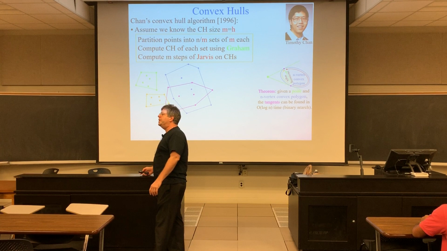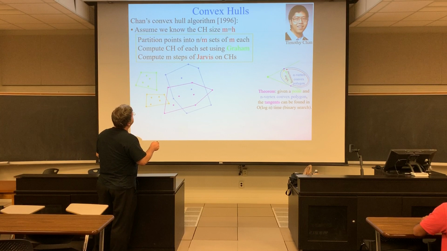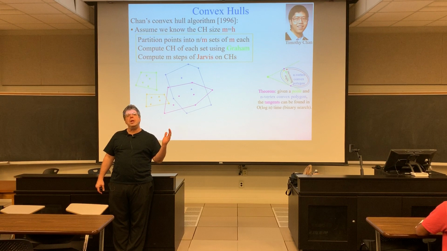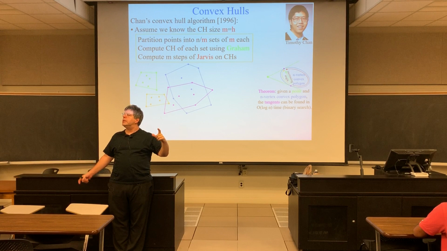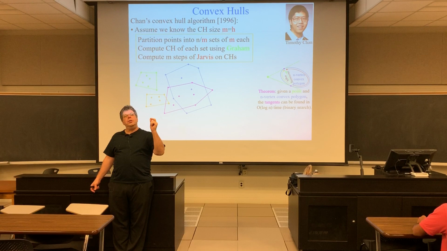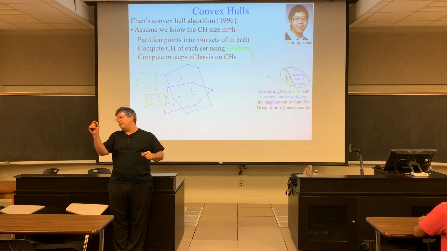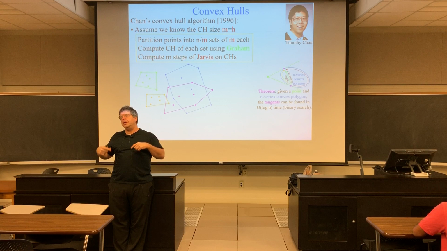Next, you're going to compute Jarvis's march, but instead of on points, you compute Jarvis's march on polygons, on these convex polygons, which are the convex hulls of these subsets. So we're generalizing Jarvis's march, the gift wrapping method, to wrap, instead of points, larger objects, polygons. Of course, you can think about a point as a degenerate polygon with only a single vertex. But it's straightforward, because it's the same concept.